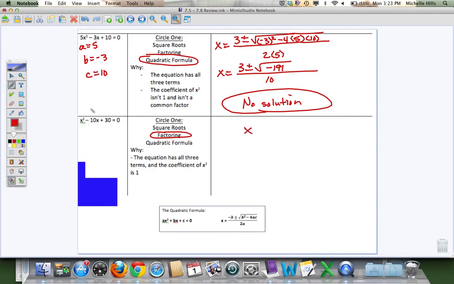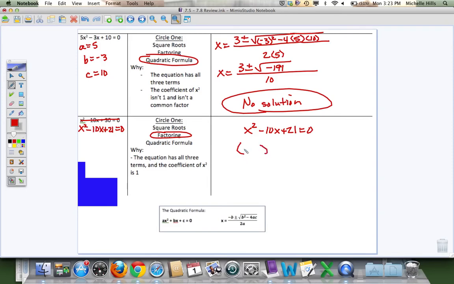So I go, and I did make a typo on this, and I fixed it on my sheet, but I forgot to fix it on yours, so it should be x squared minus 10x plus 21 equals 0. And I forgot to fix that. So x squared minus 10x plus 21 equals 0.